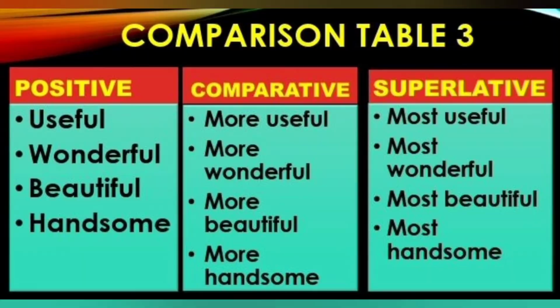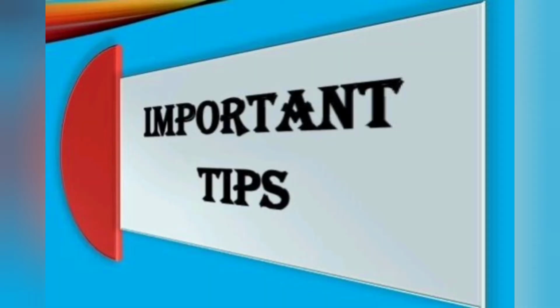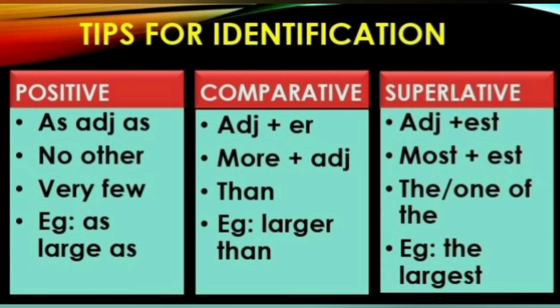Right, let's see now some tips for identification. So when a sentence is given, how to identify if the sentence is in positive degree, comparative degree or superlative degree. Here are some tips. If a sentence is in positive degree, it has the following form: as, adjective, as.